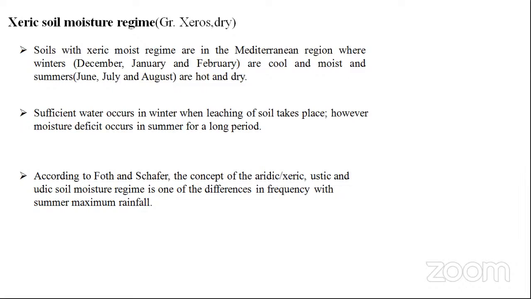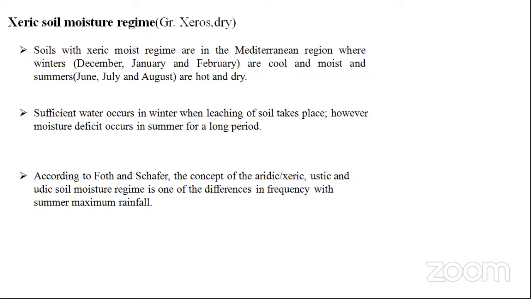This is also dry. The soils with xeric moisture regime we can mostly see in Mediterranean regions, where the winters, especially December, January, February, have these climatic conditions, and cool moist conditions, like June, July, August, the monsoons. I think these are the months when we get the southwest monsoon, and here we get the northeast monsoon. Mostly Andhra Pradesh was influenced by the southwest, but most of Tamil Nadu was influenced by the northeast monsoon, if I am correct. So sufficient water occurs in the winter season, and that leads to leaching of soil, because in winter you can expect some moisture. What will happen? You can get some leaching also.